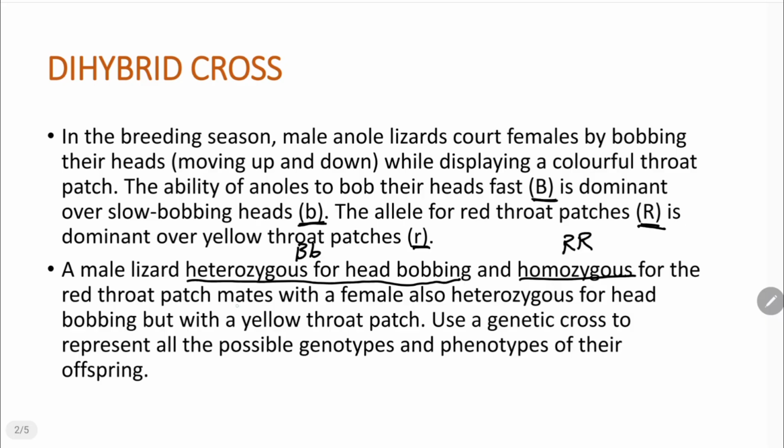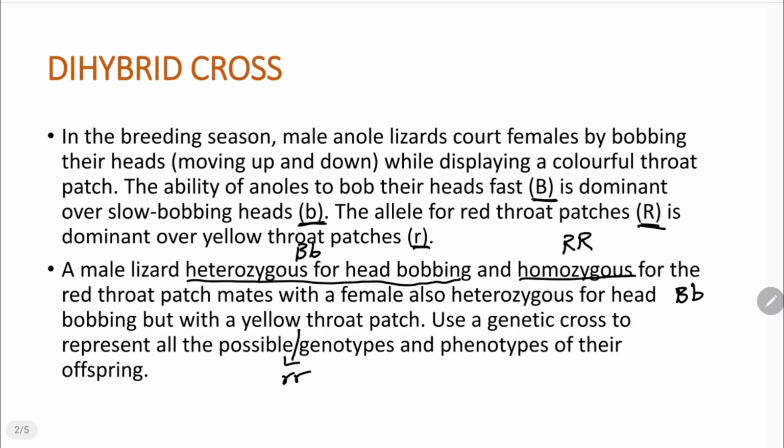It is said that this male lizard mates with a female that is also heterozygous for head bobbing. So if this female is also heterozygous for head bobbing, it means that it is capital letter B, small letter b, with a yellow throat patch. Now, the yellow throat patch was said to be recessive, and in order for the recessive trait to be expressed in the phenotype, the genotype must be made of two recessive alleles, right?